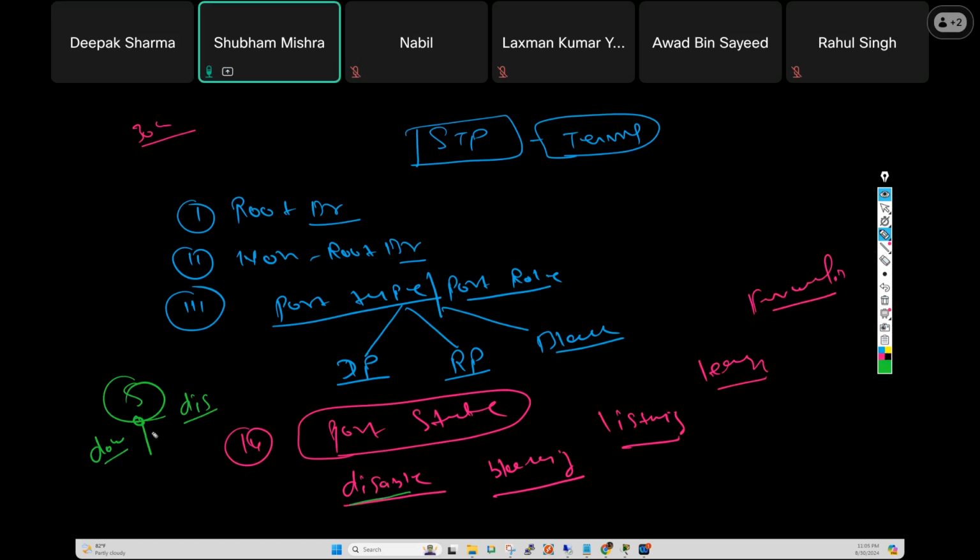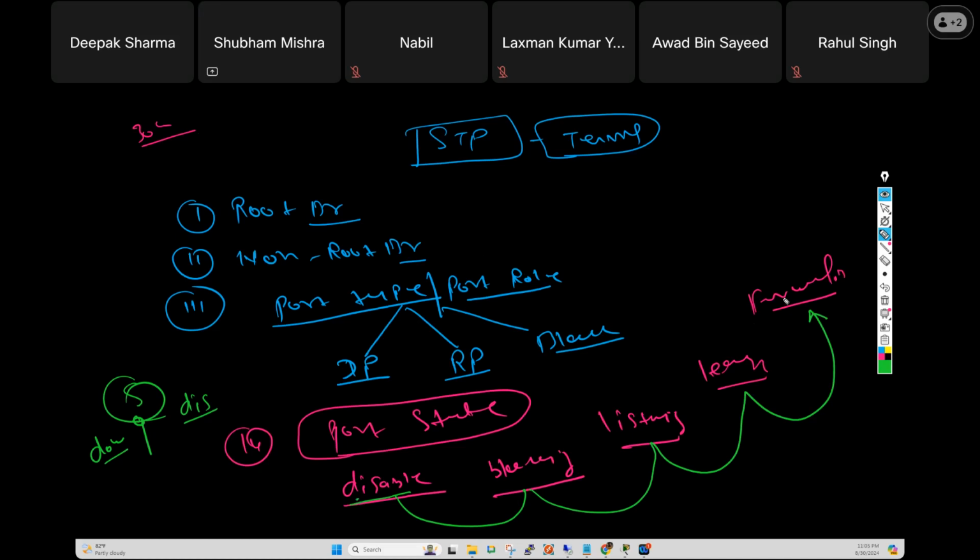So when you write here no shutdown, first it will go in the disable. After that it will move in blocking. Then it will move in listening, learning, forwarding. Getting my point, everyone? So to come from disable to forwarding, it takes how much time? 30 seconds. Anyone who does not understand? Clear?